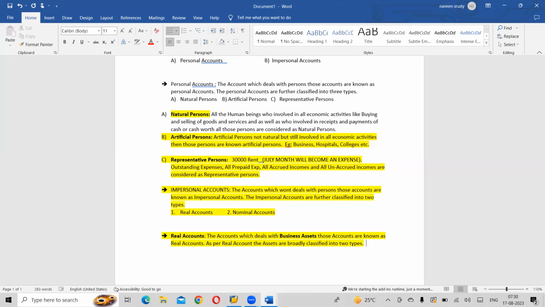How many types of assets? Assets are classified into two types. We have two types of assets. One is current assets. Second one, fixed assets. So the assets are classified into these, and I'll take examples.